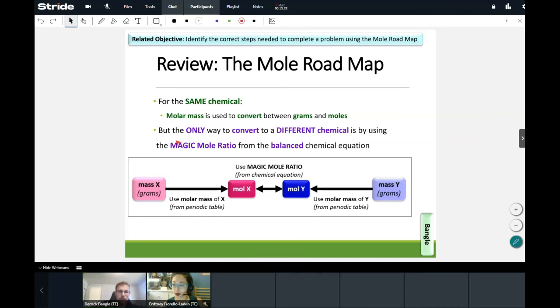All right, but the only way to convert a different chemical, so between moles of a different chemical in the middle, is using that magic mole ratio from the balanced chemical equation. And that keyword balanced is going to play an important role. So on the test, you might need to pay attention and see, is the equation balanced to begin with? Because we haven't been practicing that as much. But that's just a little reminder. Okay. So for number 4, we're going to write in that word balanced.